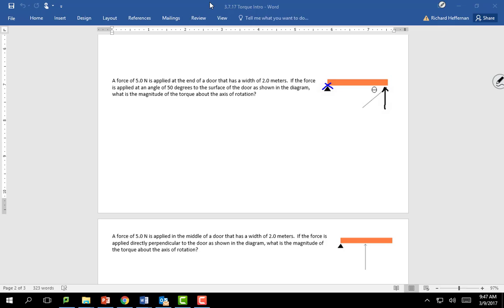So we need to set up a right triangle that'll allow us to figure out how much of that force is perpendicular to the axis of rotation. If this angle is theta right there, then which other angle on the right triangle that I just drew is theta?